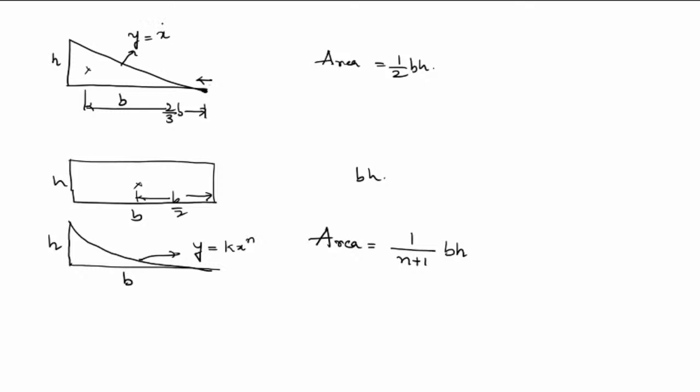Here you will have a line of the form y is equal to x, but here it is y is equal to kx power n. So here it is x power 1. If I write n equal to 1, I will get the area of triangle.